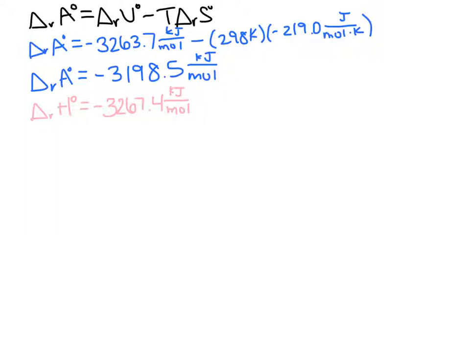If we compare our delta A and delta H values, we see that delta H is greater in magnitude, and this is because there is an entropy decrease in the system.